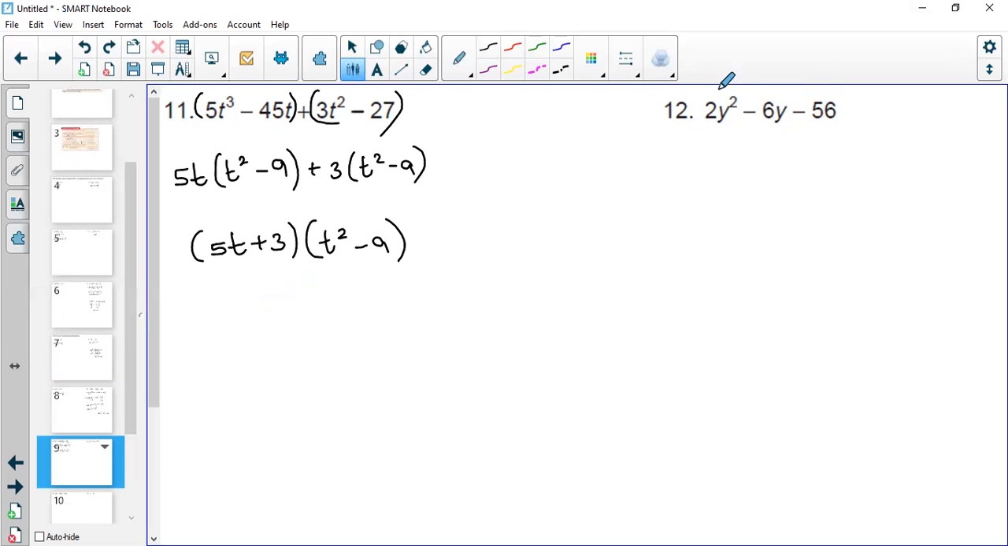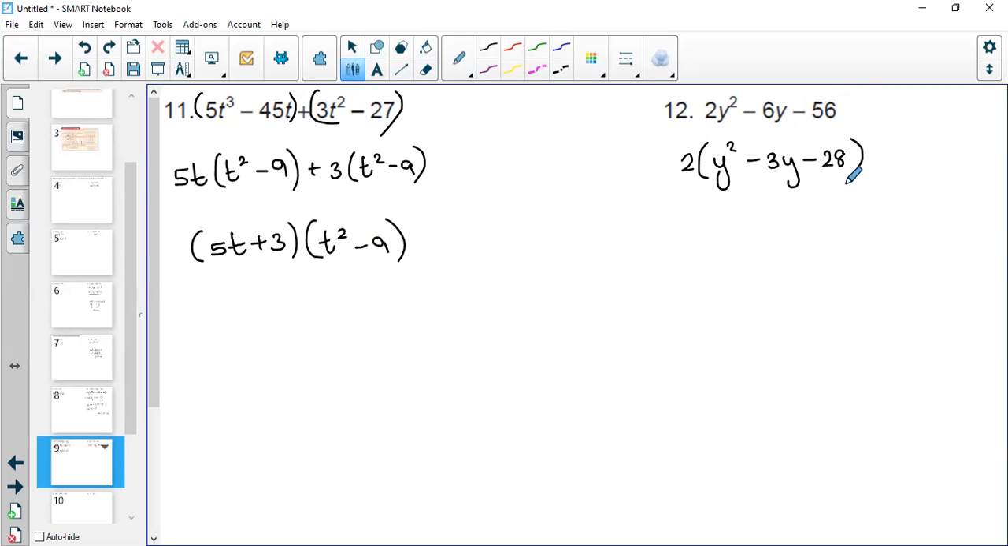Now you need to check whether you have to completely factorize it. So if you find the GCF, I think it's a 2. Yes, it's a 2. The GCF is going to be 2. So that will leave you with y squared minus 3y minus 56 divided by 2, which is going to give me 28.